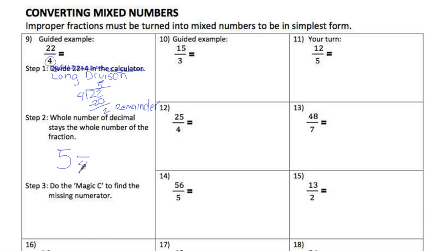But if you don't see that, you could just think in your head, how many times does 4 go into 22? 5 times. 4 times 5 is 20. How many more do I need to get to 22 for a numerator? I need 2.